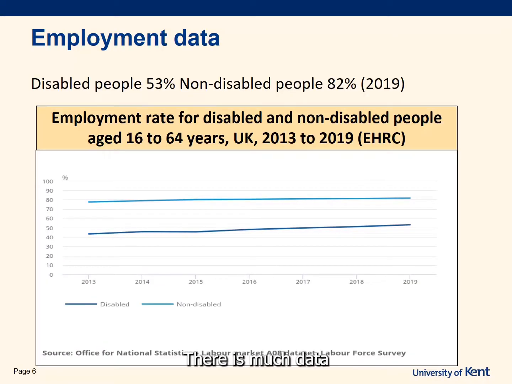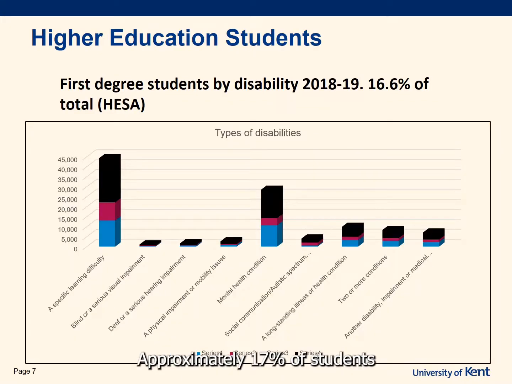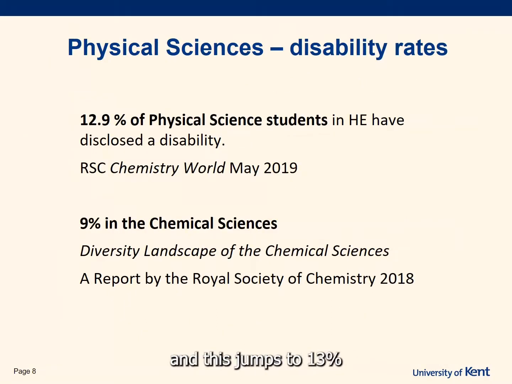There is much data to support the fact that people with disabilities are not fully included in society. For example, employment data shows that disabled people are almost 30% less likely to be employed than non-disabled people. Approximately 17% of students who enter higher education declare a disability, and this drops to 13% for the physical sciences and down to 9% in the chemical sciences alone.